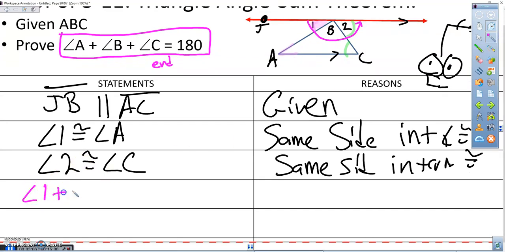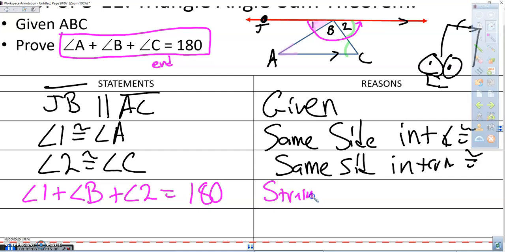Angle 1 plus angle B plus angle 2 equals 180. There is no angle 2 in the first version. And this is, you could say, a linear pair, or you could say straight angles have a sum of 180. And you're set up there.